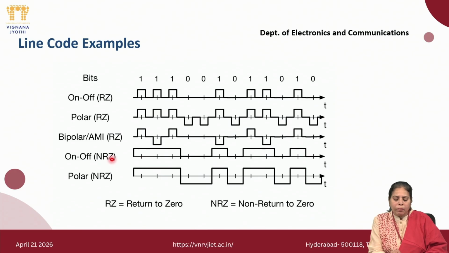So as compared to RZ, NRZ does not return to 0 for half the duration of the pulse. It maintains the higher value for the entire duration of the pulse.